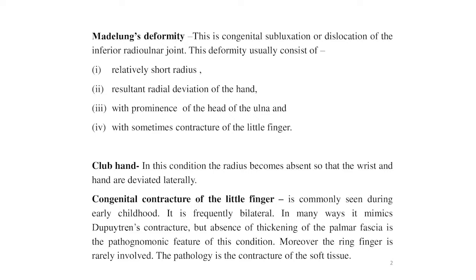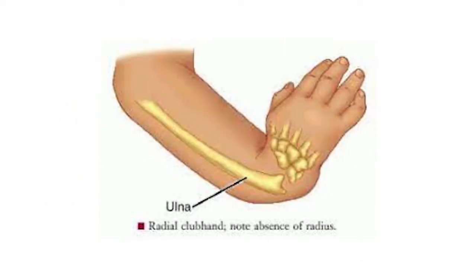The third congenital deformity of the hand is the congenital contracture of the little finger, commonly seen during early childhood. It is frequently bilateral. In many ways, it mimics Dupuytren's contracture, but absence of thickening of the palmar fascia is the pathognomonic feature of this condition. Moreover, the ring finger is rarely involved. The pathology is contracture of the soft tissue. Dear students, this image clearly shows the radial club hand. Note the absence of the radius.